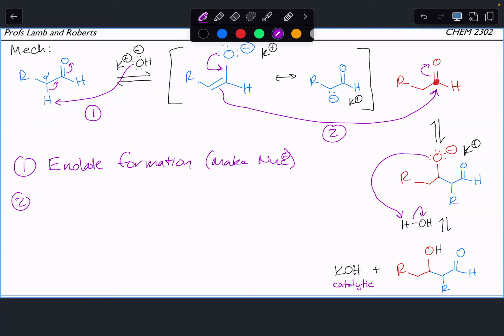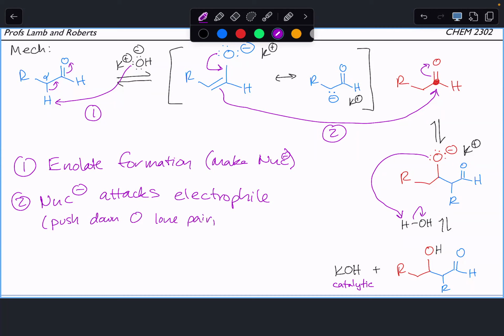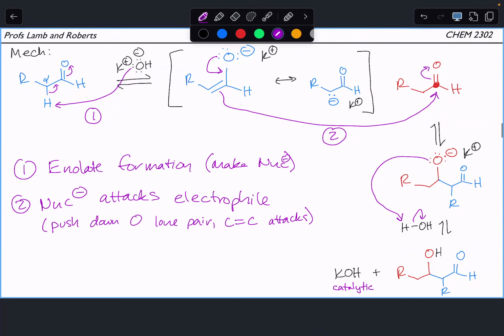Step two, nucleophile attacks electrophile. Just like every other reaction we've ever learned. It's just a weird looking nucleophile, right? So remember our weird arrow pushing, that we're going to push down the oxygen lone pair, and then the CC double bond attacks. That's just the particular way that this weird looking nucleophile attacks. But it's not really any different than any other reaction that we've learned. And then our last step is just protonation to get rid of that negative charge.